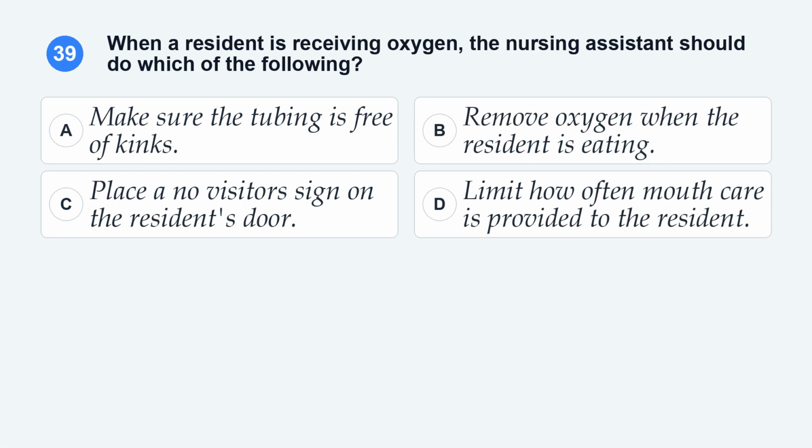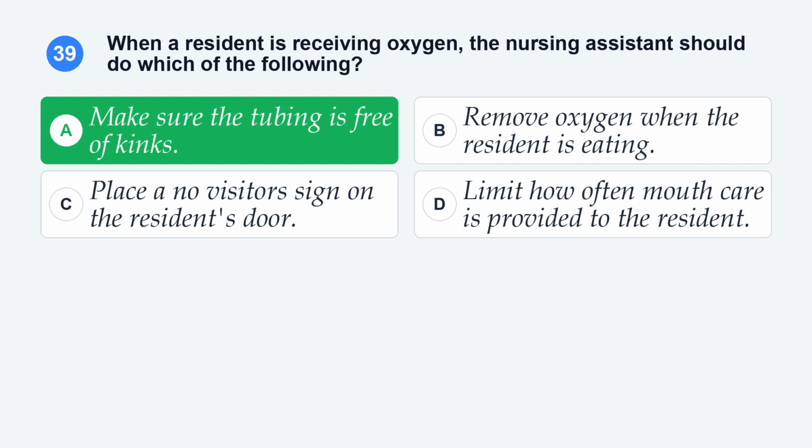Question 39. When a resident is receiving oxygen, the nursing assistant should do which of the following? Option A. Make sure the tubing is free of kinks. Option B. Remove oxygen when the resident is eating. Option C. Place a no visitors sign on the resident's door. Option D. Limit how often mouth care is provided to the resident.